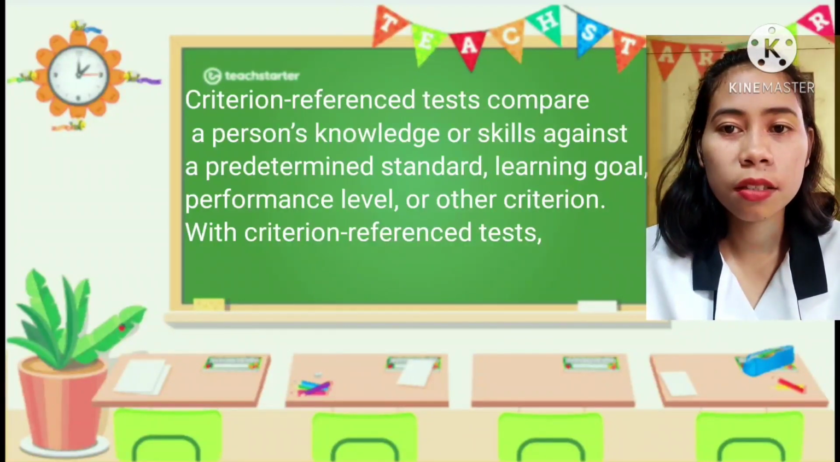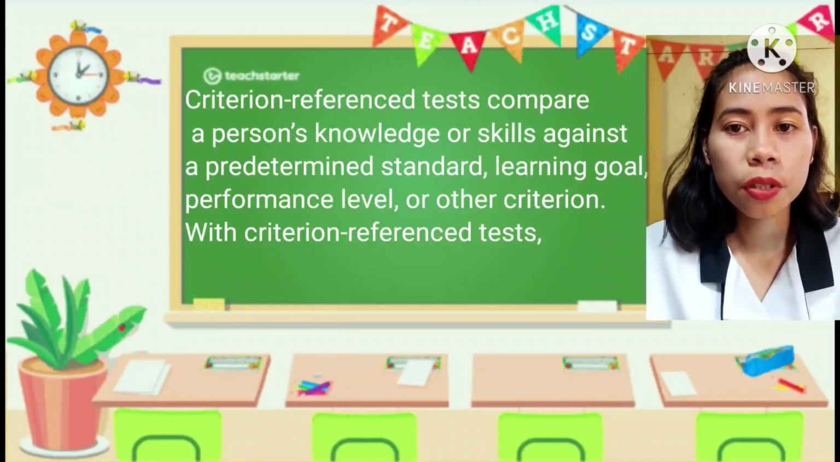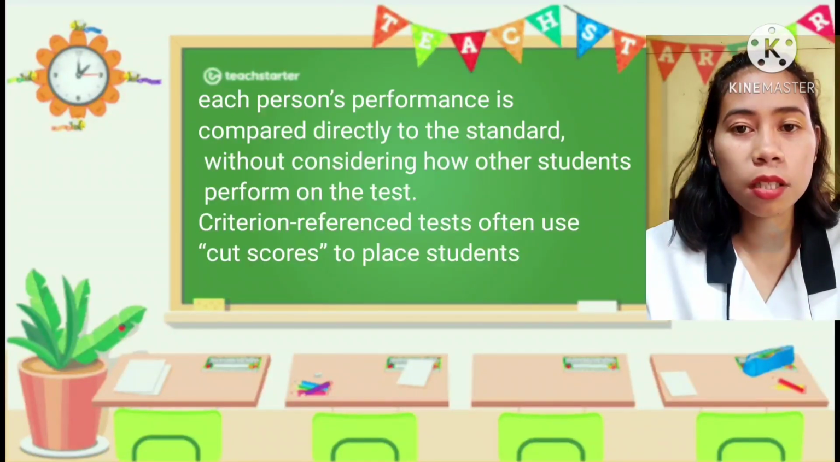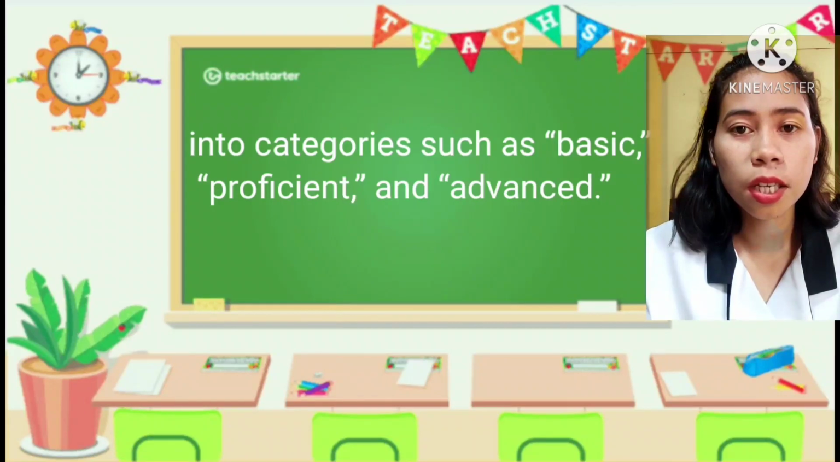Criterion reference tests compare a person's knowledge or skills against a predetermined standard, learning goal, performance level, or other criterion. With criterion reference tests, each person's performance is compared directly to the standard without considering how other students perform on the test. Criterion reference tests often use scores to place students into categories such as basic, proficient, and advanced.